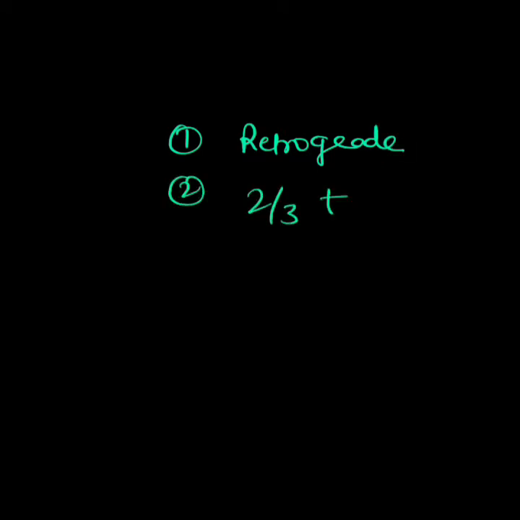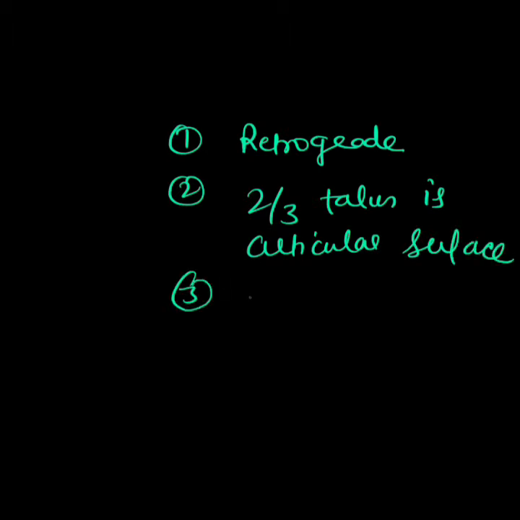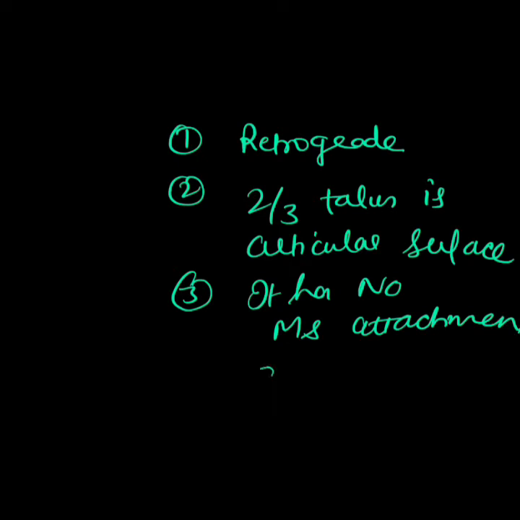Today we will do talus fractures. Talus has some unique characteristics. Firstly, it has retrograde blood supply. Secondly, 2/3 of talus surface is articular surface. Thirdly, it has no muscle attachments. So there are more chances of dislocations.